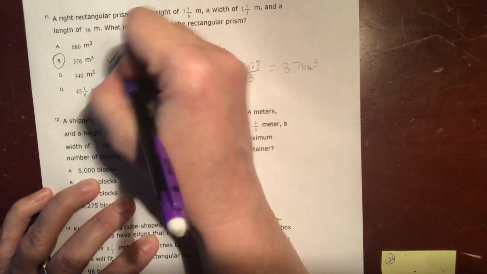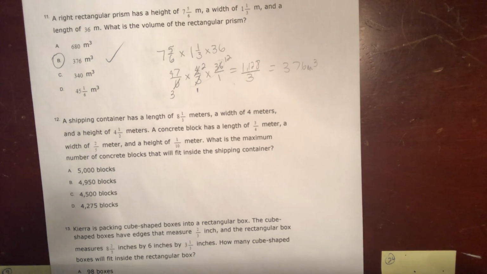Let's see if that's what the answer is. On the answer key, yes. This one is B. You can answer that one B safely. All right, just 2 more.